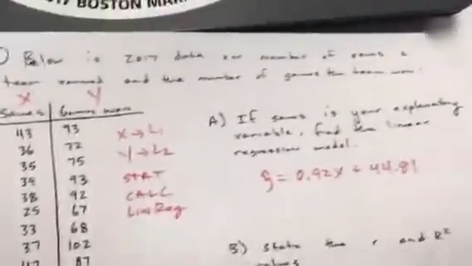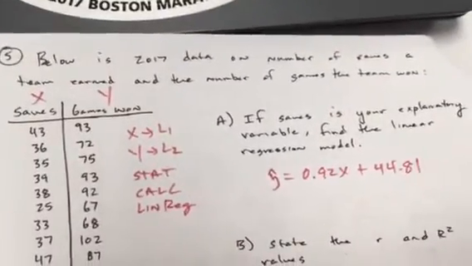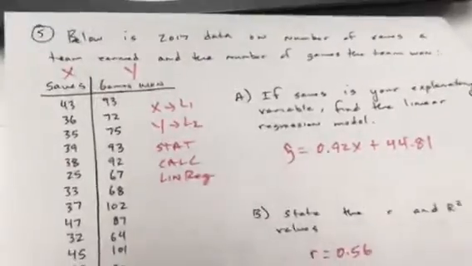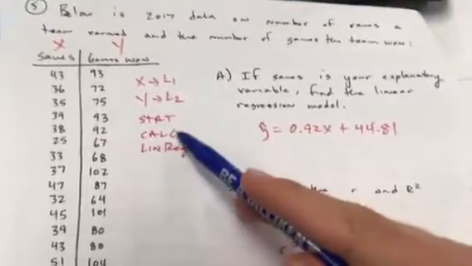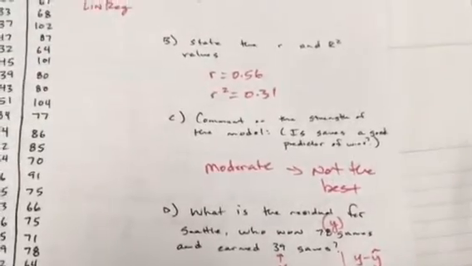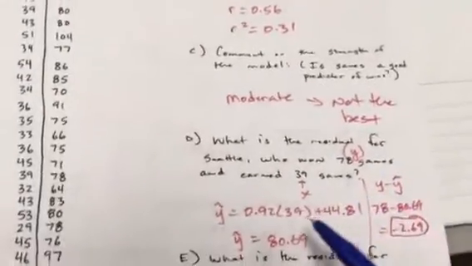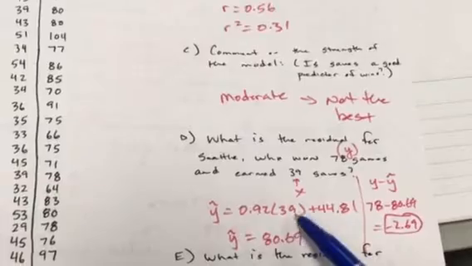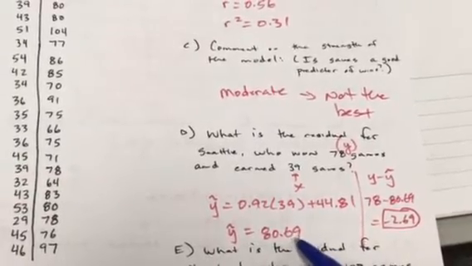And a few more pages here. 2017 data on the number of saves a team earned and the number of games they won. Saves is x, so do what it says here. This is your linear regression equation. R squared, comment on the strength. That's moderate, it's not the best. So with that equation, plug 39 in for x. They should have won 80.69 games.